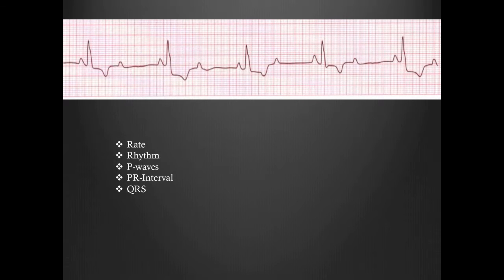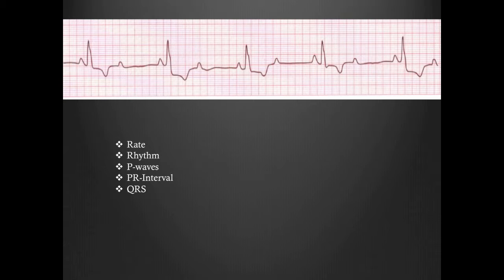Here we have a rhythm that looks really slow, so we're already thinking this is not good. How slow is this going? Well, let's do it by counting up all the little blocks in between the QRS complexes, putting that under the 1500 and dividing. If we did that, we'll come out with 27 beats per minute. So yeah, this is not good.